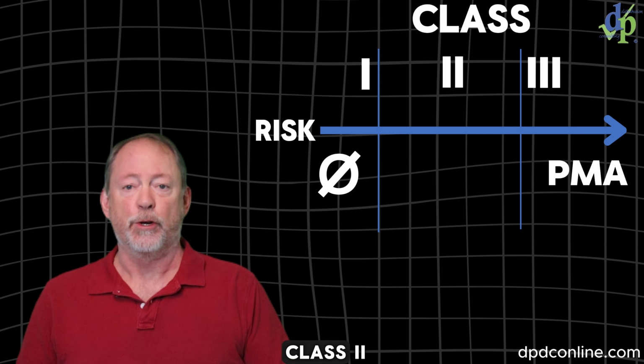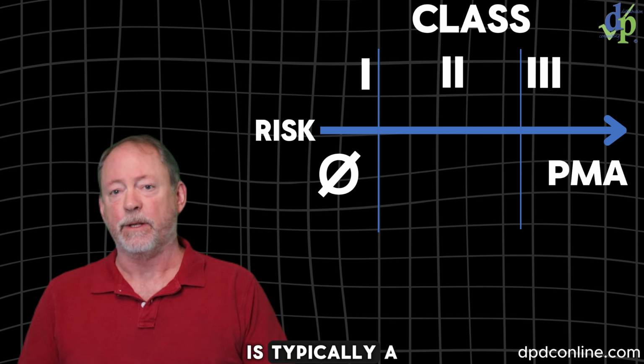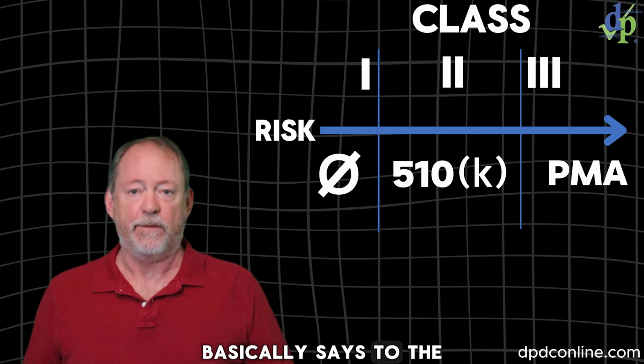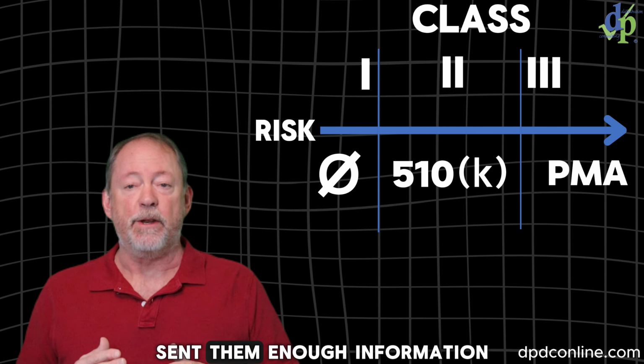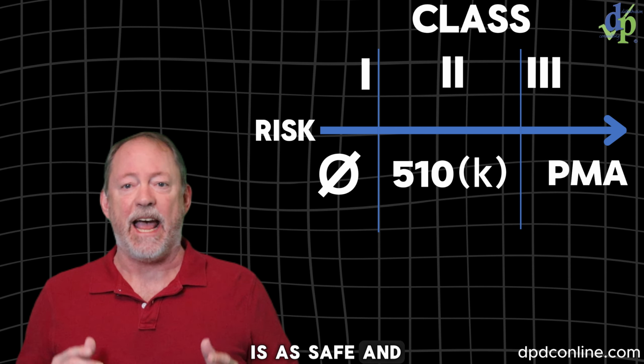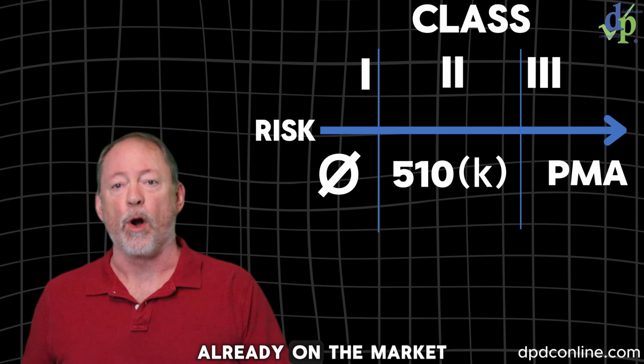Then you get the class 2s. The approval for that is typically a 510K. Okay, the 510K basically says to the FDA that you have sent them enough information that they can determine that your device is as safe and as effective as something else that's already on the market, okay?